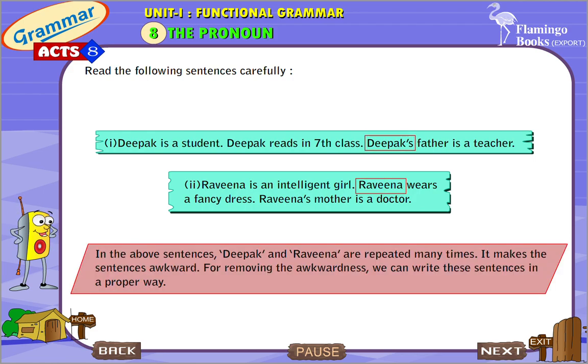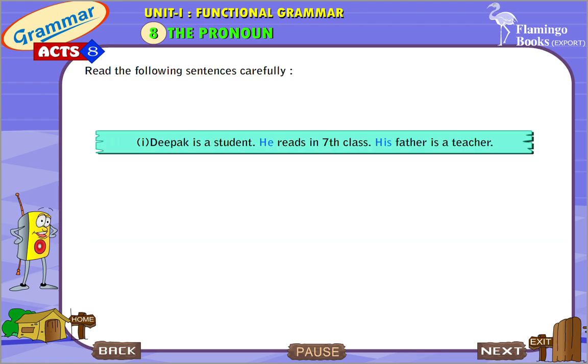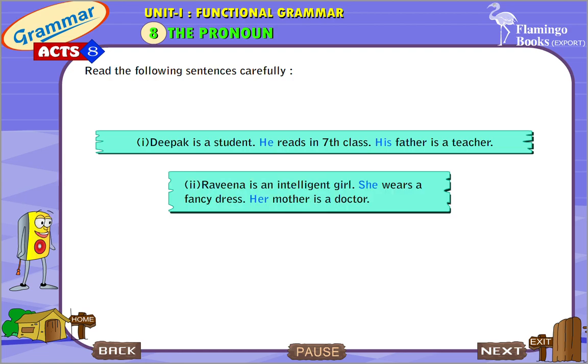In the above sentences, Deepak and Ravina are repeated many times. It makes the sentence awkward. For removing the awkwardness, we can write these sentences in a proper way. Deepak is a student. He reads in 7th class. His father is a teacher. Ravina is an intelligent girl. She wears a fancy dress. Her mother is a doctor.